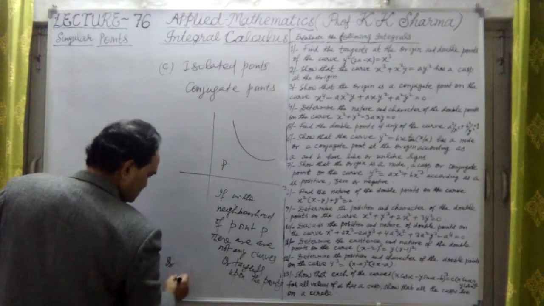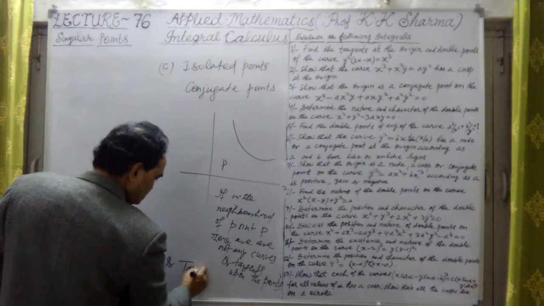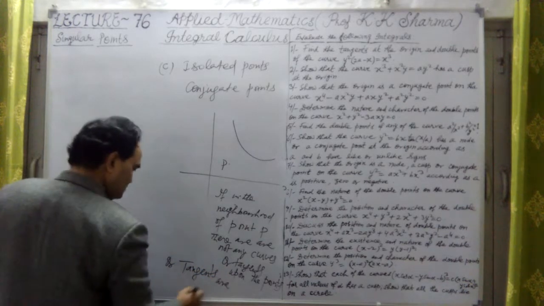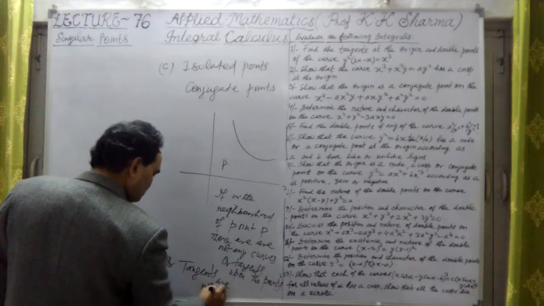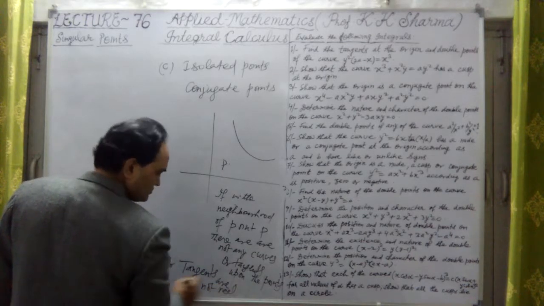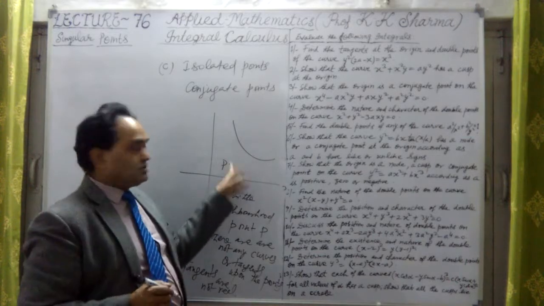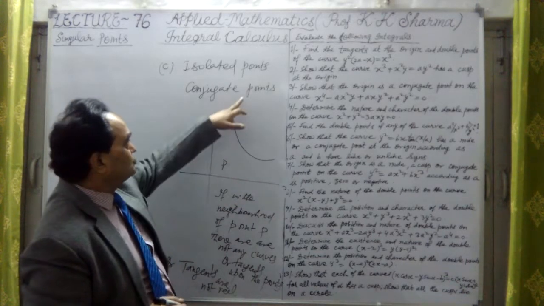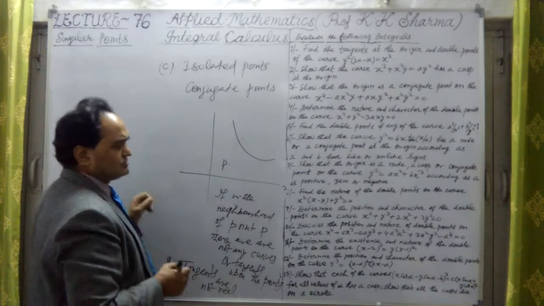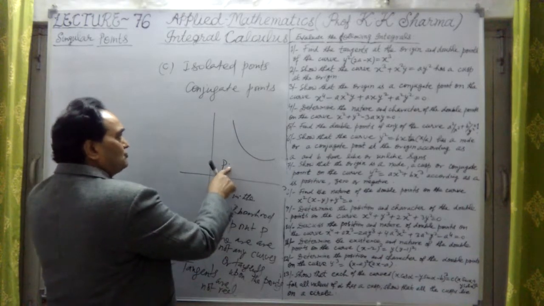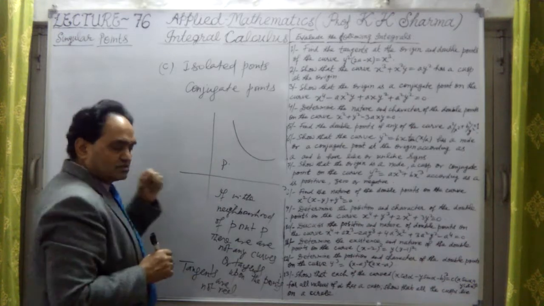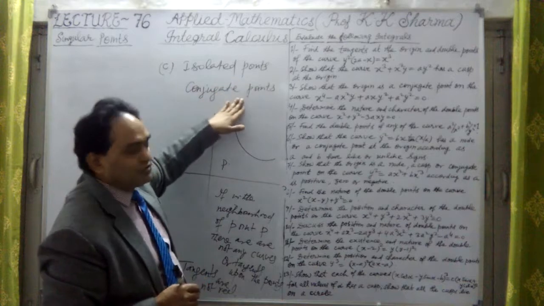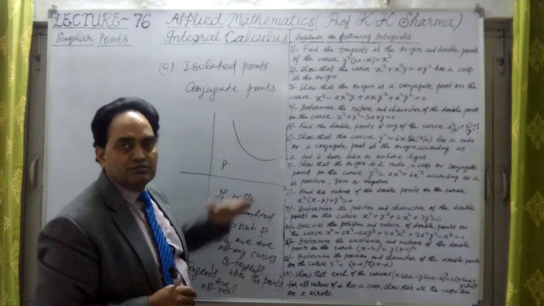Or tangents are not real. Or tangents are imaginary. Okay, nearby P there are no tangents here. So in this way, this point is an isolated point or conjugate point. So this is the third type. We have talked about node, cusp, and this is isolated point. There are three varieties of double points here.